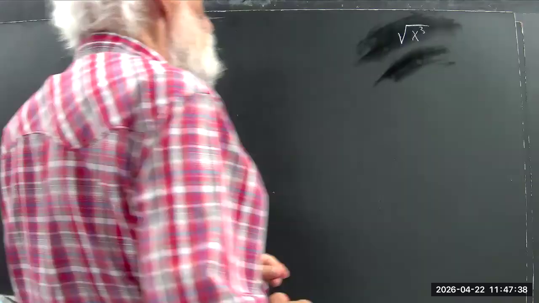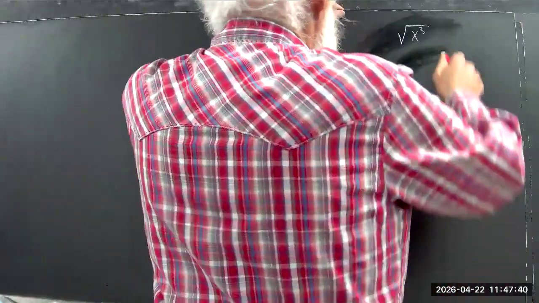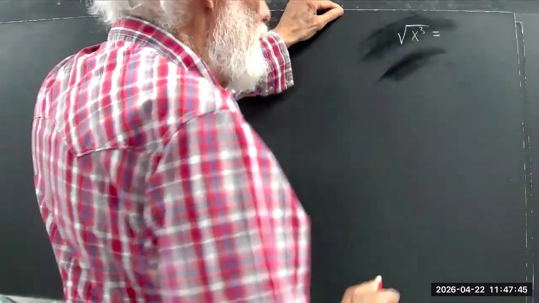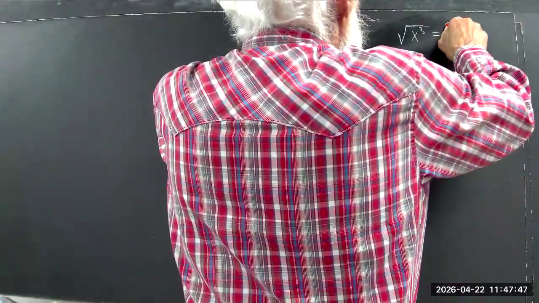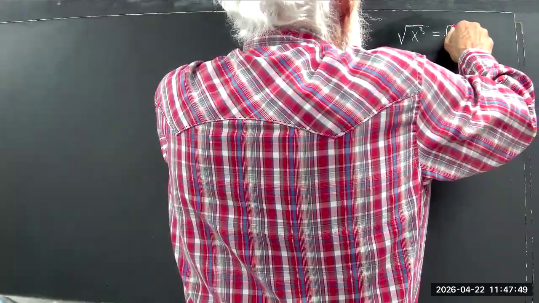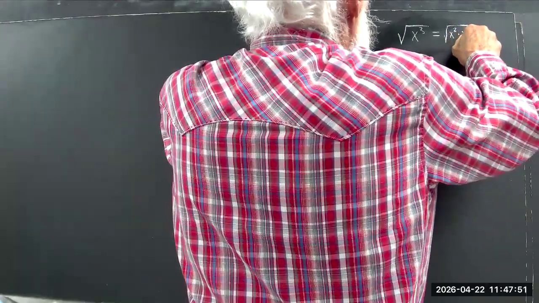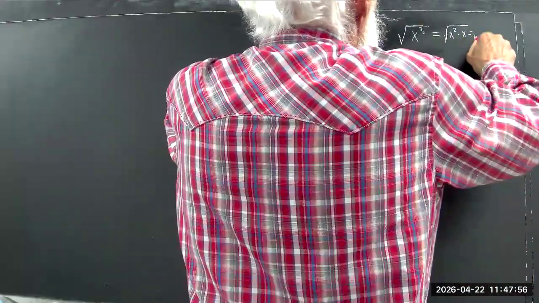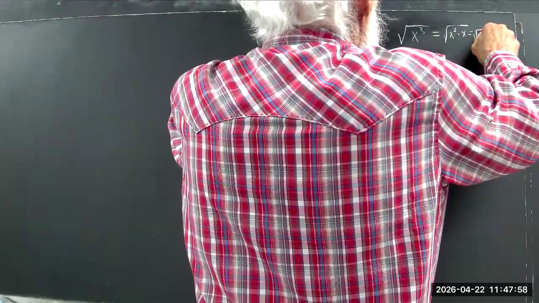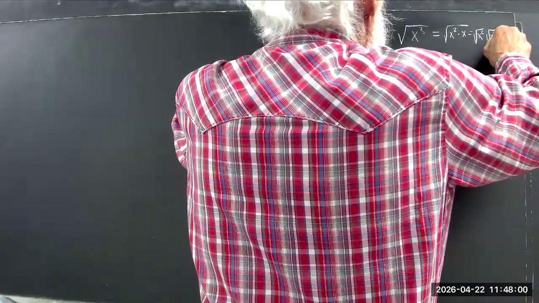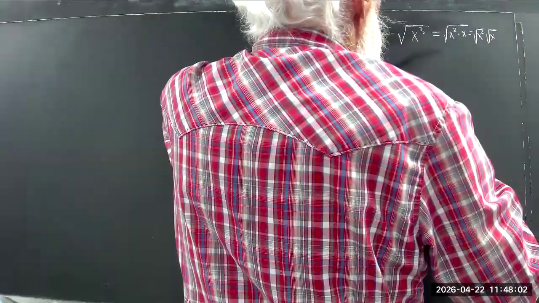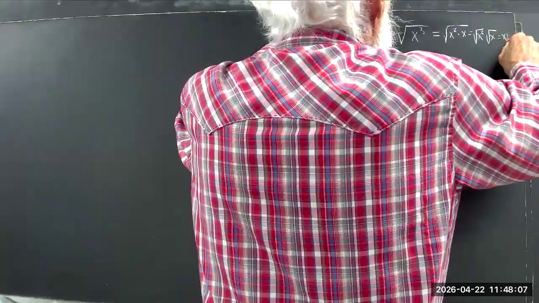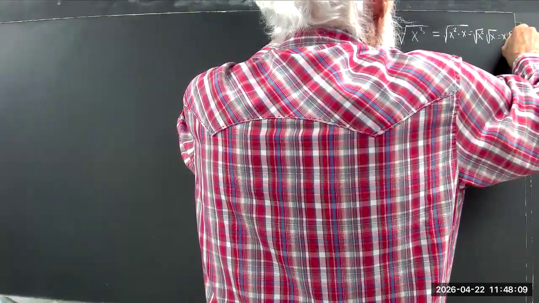Okay, well, you might have seen this and you might not. You've probably seen it if you've had the prerequisite courses. You might not have noticed, okay? I can write that as the square root of x squared times x, which is the square root of x squared times the square root of x. And the square root of x squared is x times the square root of x.